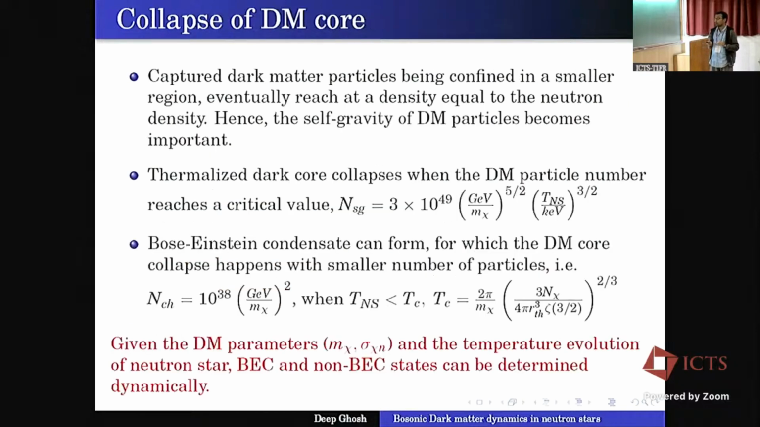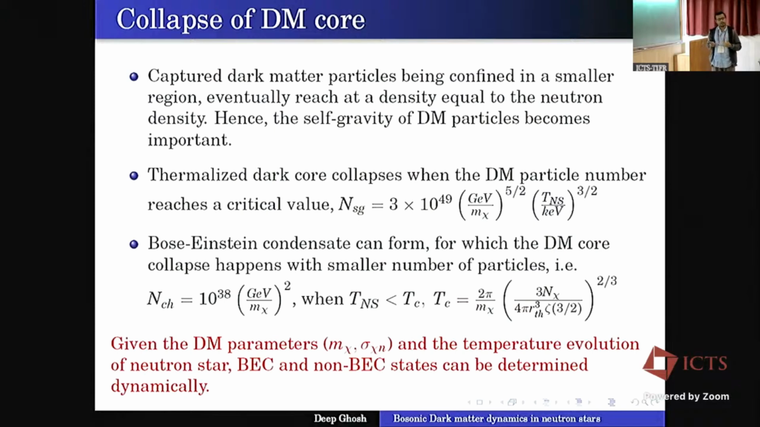So we would reach up to a certain point where the self-gravity of the dark matter cannot be negligible. So that number is this. If the dark matter particle number inside the neutron star reaches up to 10^49, then it becomes self-gravitating. Okay, so then the dark matter core collapse happens.